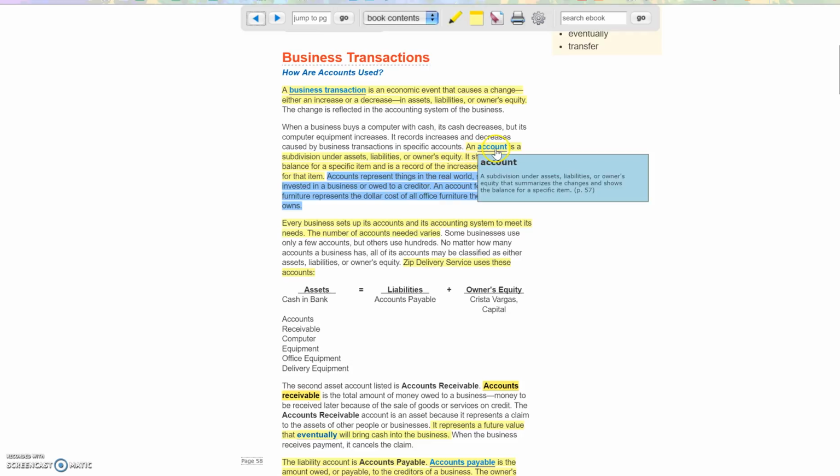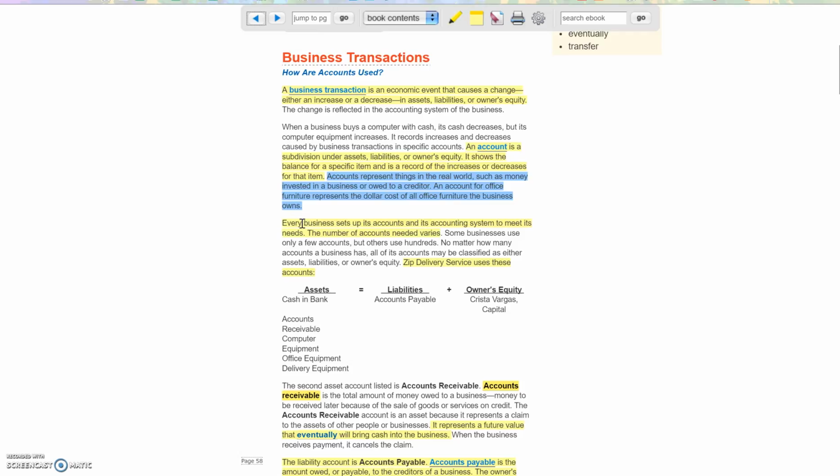So an account is something under assets, liabilities, and owner's equity. There's a cash account, and there is an owner's equity account. Why we do that is because we need to know what we have in cash at any point in time, or what our liabilities are at any point in time. So these are found in what's called an account. Accounts represent things in the real world, like money owed to a creditor, or how much office furniture we have.